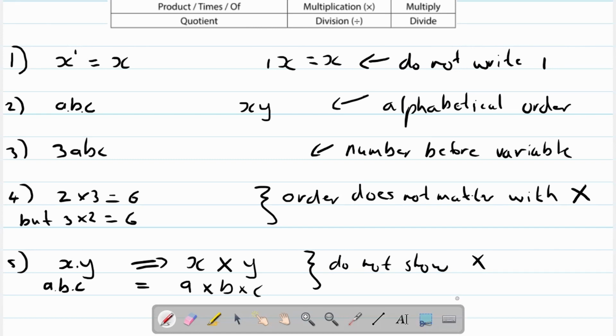Okay, so these are our basics regarding algebraic expressions. So just to get us rolling, and remember, this is part of your literacy, right?